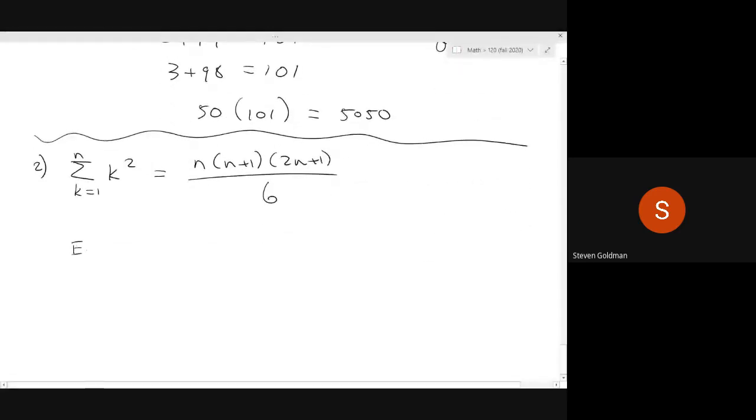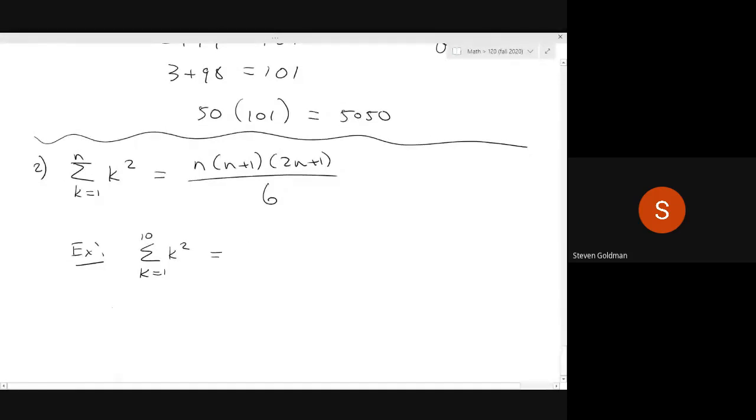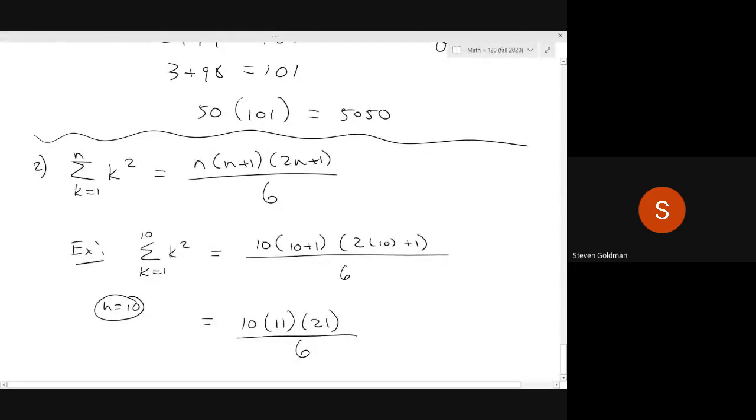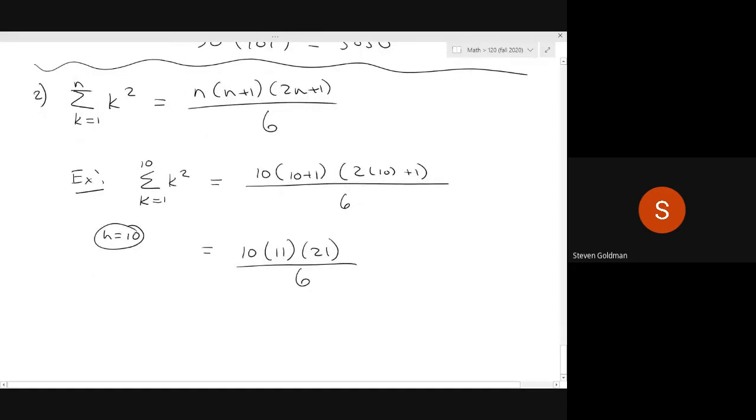So if I asked you, what is the sum from k equals 1 to 10 of k squared using this formula? Since n equals 10 here, you would tell me that this equals 10 times 10 plus 1 times 2 times 10 plus 1 over 6. That's 10 times 11 times 21 over 6.